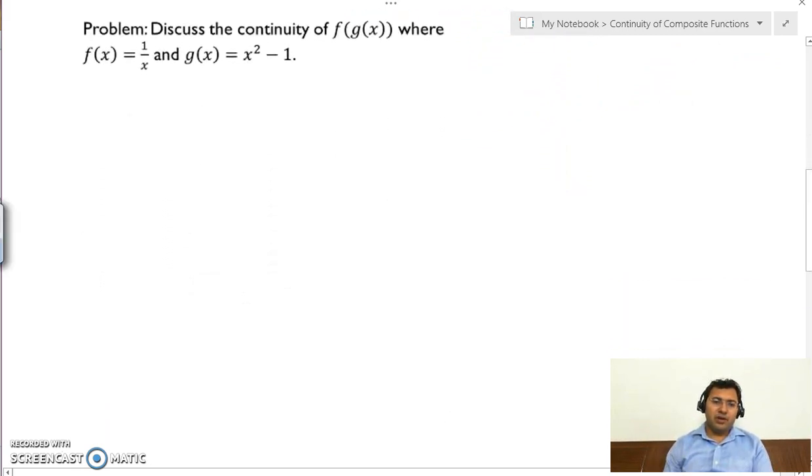Okay, let's try to understand the concept using a problem. Here f(x) is 1 by x and the input function g(x) is x square minus 1. So first of all, check: is this a discontinuous function? No. x square minus 1 is a polynomial function, a quadratic function. It is continuous in R. So at what other points do we need to check? We need to check wherever g(x) takes the values when f(x) becomes undefined. f(x) is 1 by x, so it is discontinuous or undefined at x equal to 0.